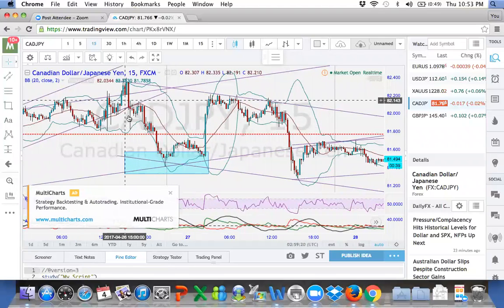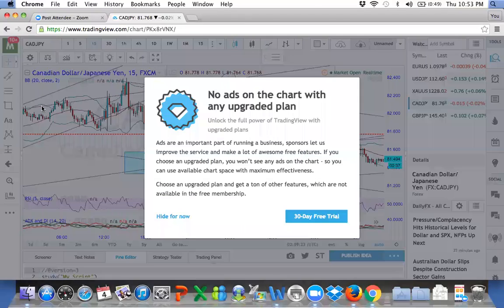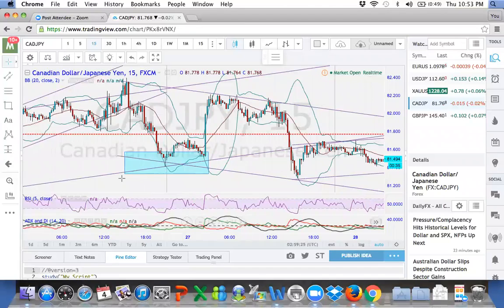So if it's in a down, I hate that pops up. That's the biggest thing that's annoying when you join TradingView. If you don't buy the plus version, you just have that ad pop up once in a while. But I'm not paying for it, so it's free.